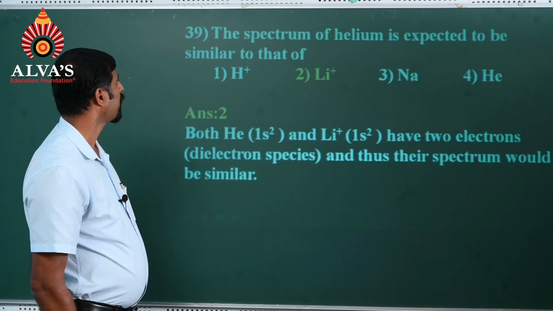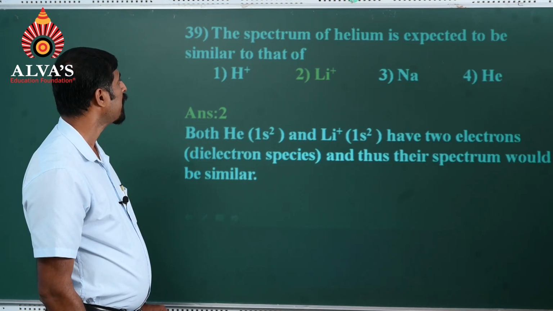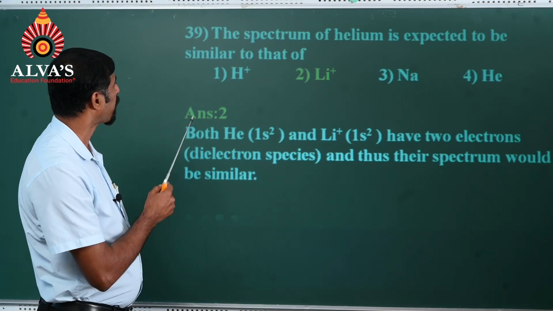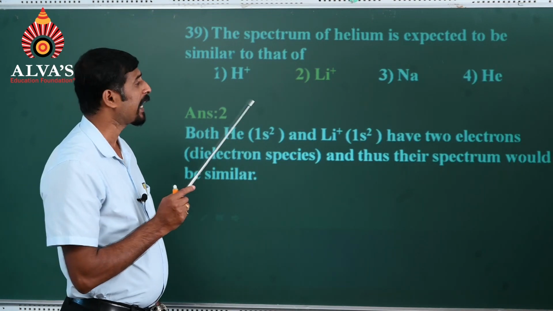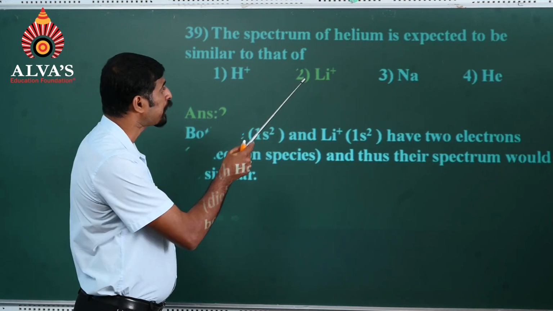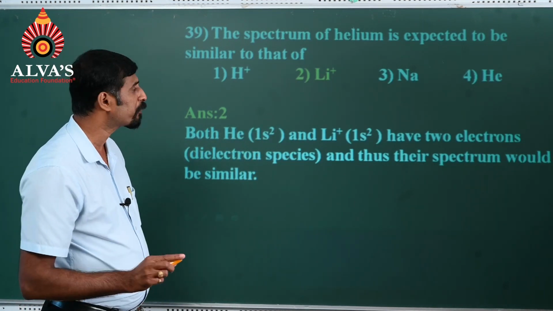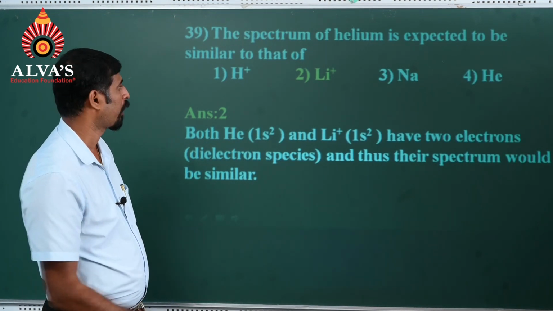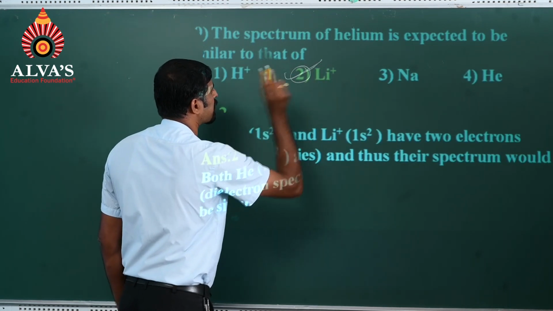Next, move on to question number 39. The spectrum of helium is expected to be similar to that of. Now, if you observe the spectrum of helium, helium is a two-electron system. Two electrons are present. Li+ also contains two electrons, and because of that both have a similar type of spectrum. Therefore, option second is the right answer.